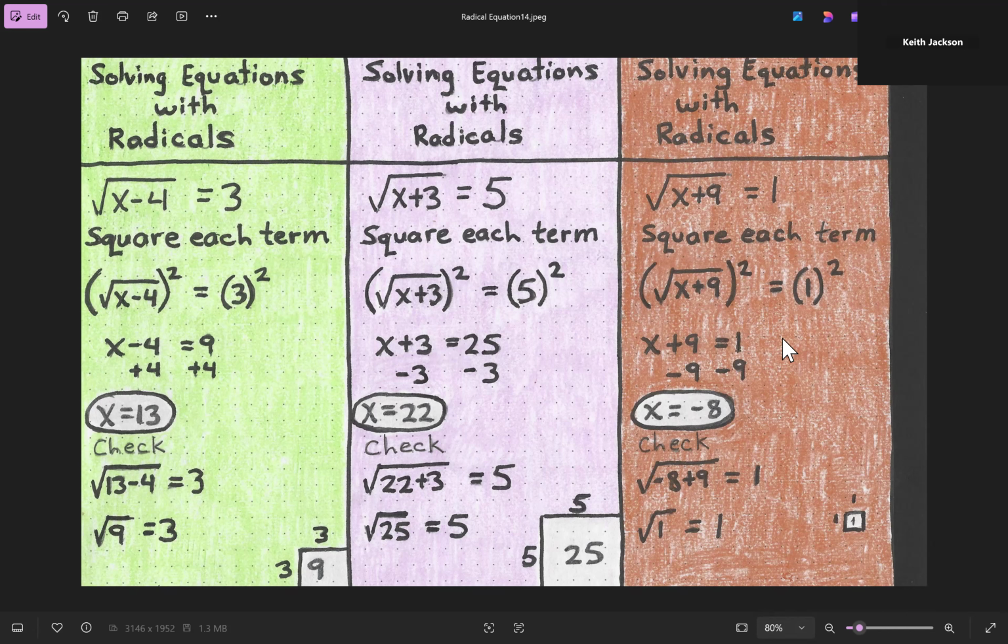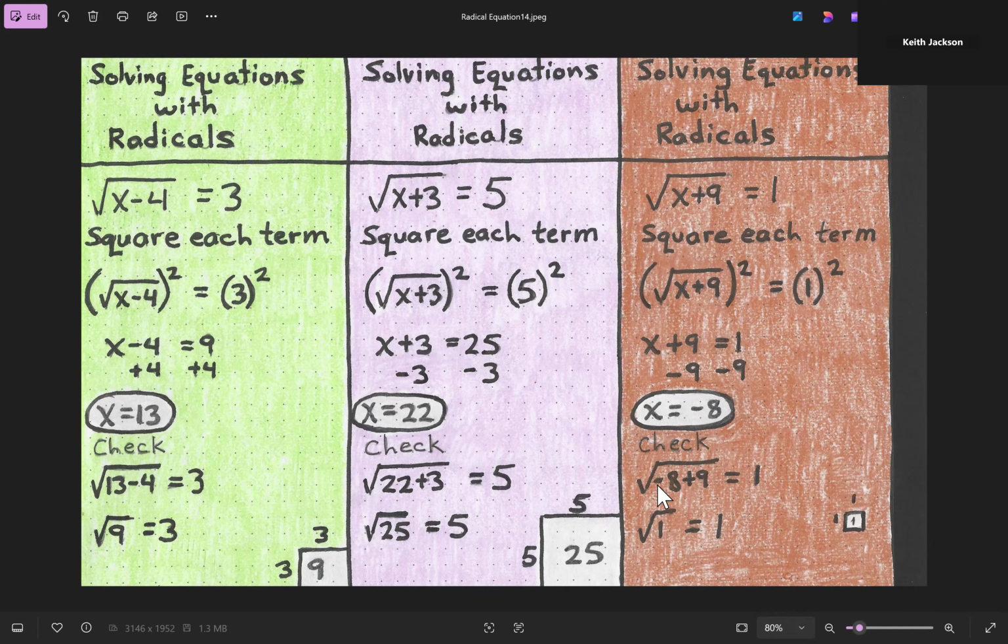And let's move on to the third big example, in which we have the square root of x plus 9 is equal to 1, keeping in mind our theme of squaring each term, and that's precisely what we're going to do. And so when we square the square root of x plus 9, we're going to end up with x plus 9, and when we square 1, we're going to end up with 1. And let us balance the equation by subtracting 9 from both sides, and when we do that, we have x is equal to negative 8.